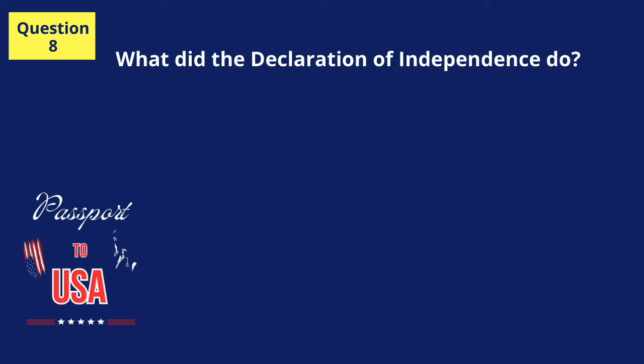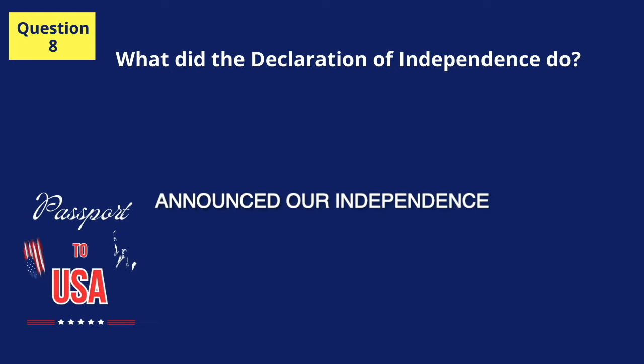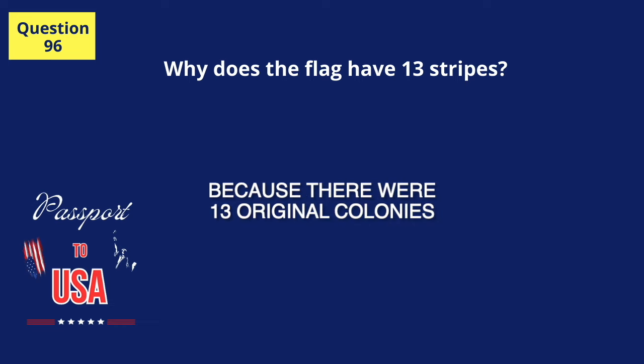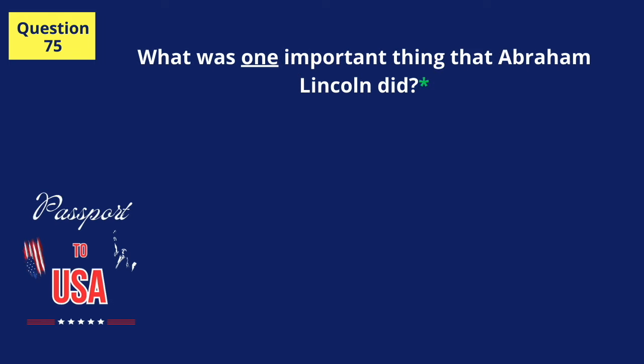What did the Declaration of Independence do? Announced our independence from Great Britain. Why does the flag have 13 stripes? Because there were 13 original colonies. What was one important thing that Abraham Lincoln did? Freed the slaves.